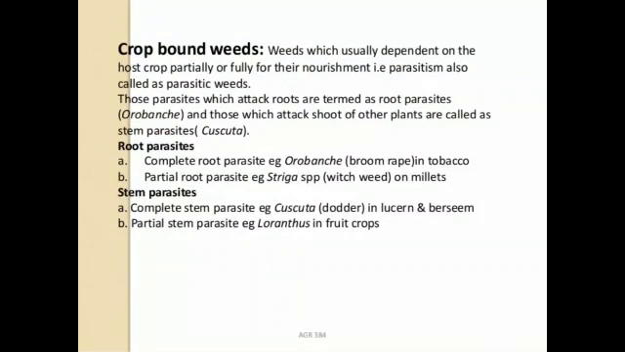Then stem parasites. Complete stem parasites like Cuscuta, another name is dodder. They attack lucerne or berseem plants. Then partial stem parasites, for example Loranthus. Loranthus, a parasitic weed, attacks fruit crops. The complete stem parasite is Cuscuta, and the partial stem parasite is Loranthus.